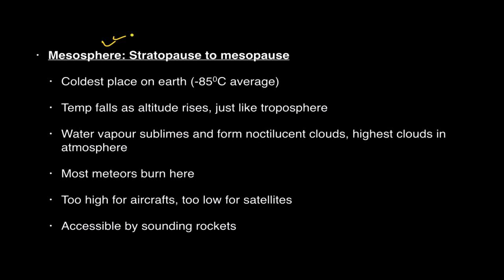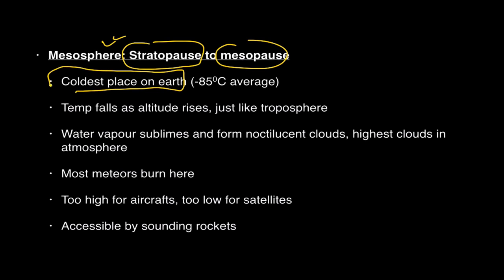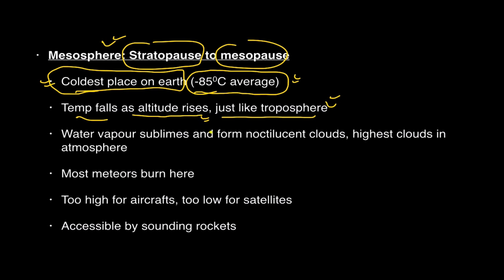Now the mesosphere extends from the stratopause to the mesopause. It is the coldest place on Earth. Yes, Antarctica is not the coldest place on Earth. It is the mesopause or mesosphere. It is minus 85 degrees Celsius on average. Temperature will fall as the altitude rises, just like the troposphere, everybody knows it. Water vapor sublimes, this is the rule of thumb. Now water vapor, which is a minuscule amount, will sublime and form noctilucent clouds or mesospheric clouds. They are the highest clouds in the atmosphere, and they are visible especially during sunset time when sunlight reflects from them.